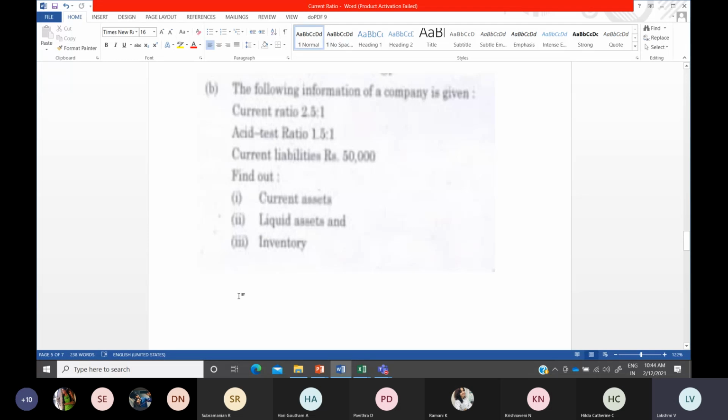So first, what they have given is the current ratio. The current ratio proportion is 2.5 is to 1. So now let us mention current ratio. Current ratio formula is what? Current assets divided by current liabilities.